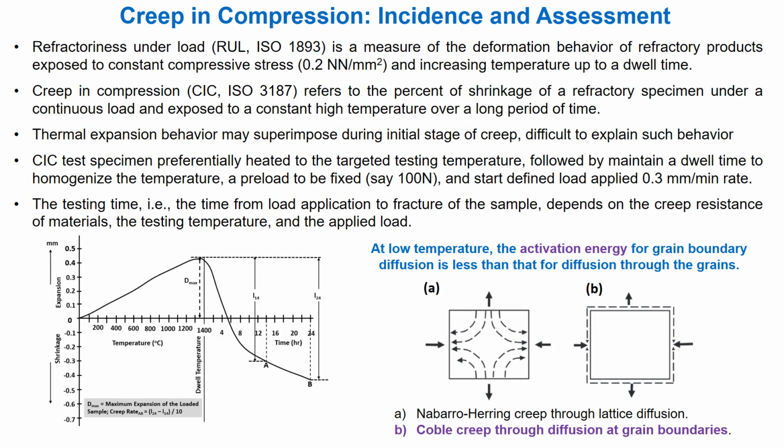In creep, the percent of shrinkage of refractory specimen under a continuous load and exposed to a constant high temperature over a long period is determined. A typical creep behavior at 1400 degrees centigrade exhibits the creep rate and final failure time at a load of 100 Newton with a rate of 0.3 millimeter per minute. Thermal expansion behavior may superimpose during the initial creep stage, and it is difficult to explain such behavior.